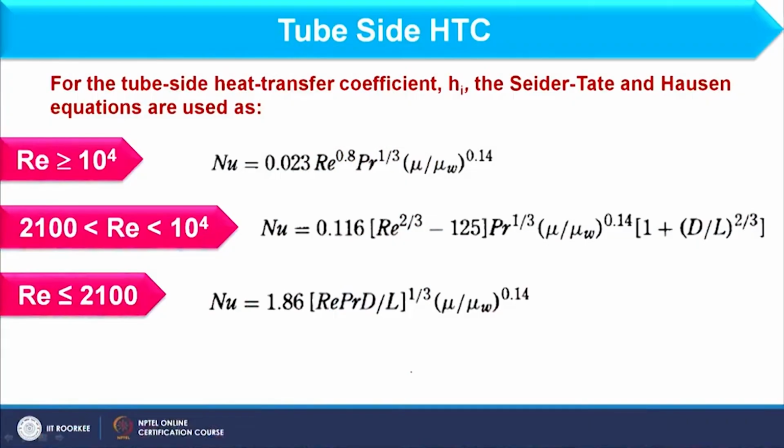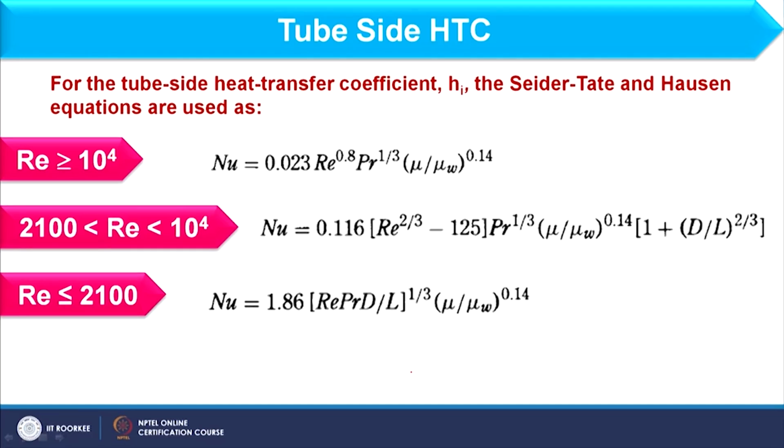Now, if you see the tube side, how do these tubes look? These tubes are basically straight pipes. So, in this case you can use the usual expressions available to calculate the heat transfer coefficient in a pipe or inside a straight tube. For that we have the Sieder-Tate equation and the Hausen equation. It will depend on the Reynolds number.